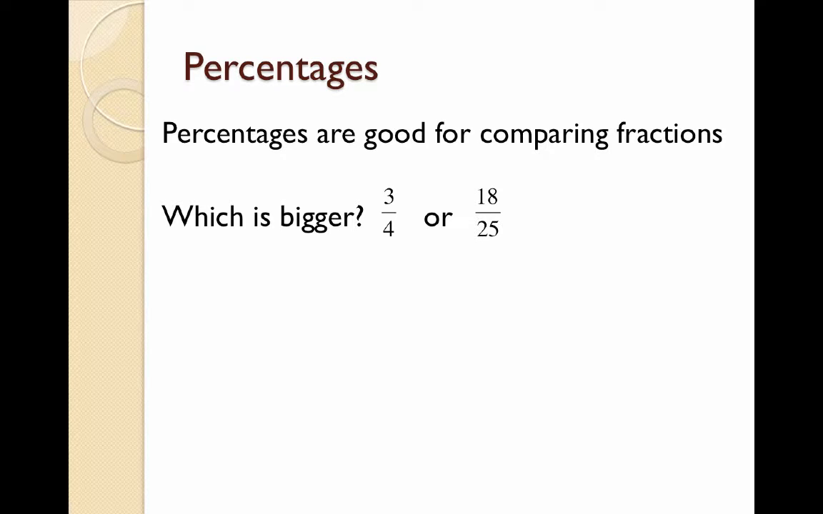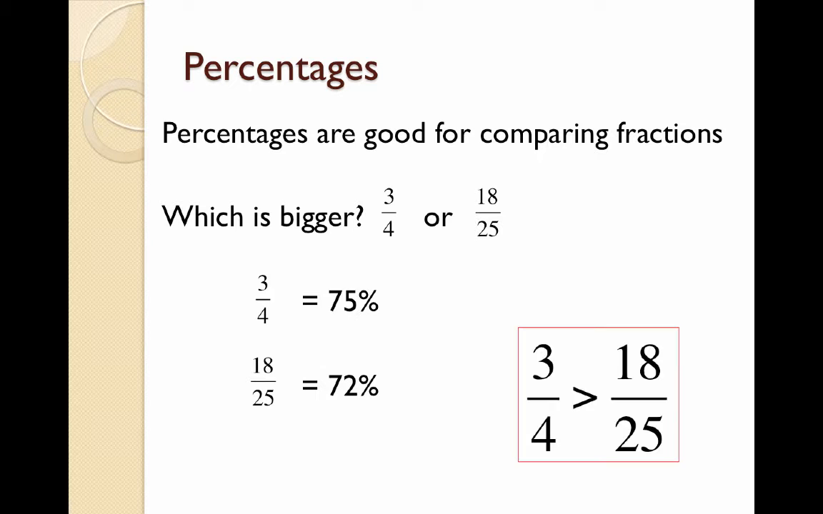Which one's bigger, 3/4 or 18 out of 25? They both show a proportion, but it's pretty hard to tell the difference between the two. But if we knew that 3/4 was 75% and that 18 out of 25 was 72%, it's a lot easier to see that 3/4 is bigger than 18 out of 25.